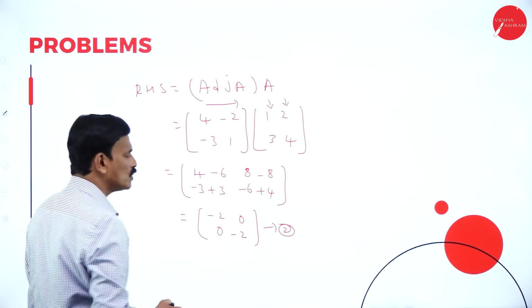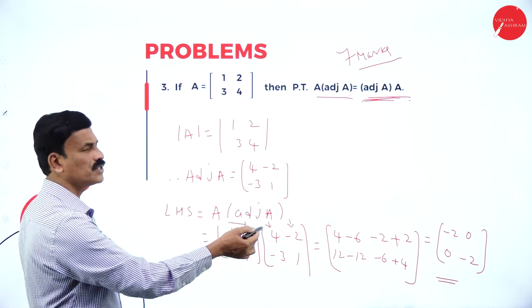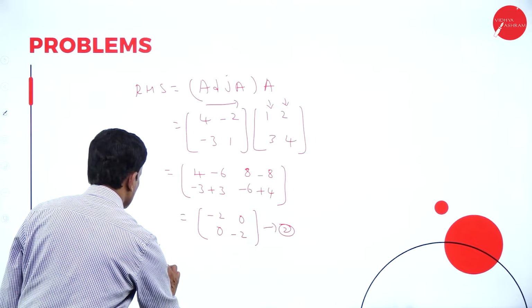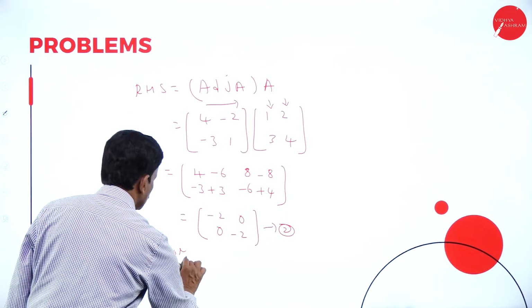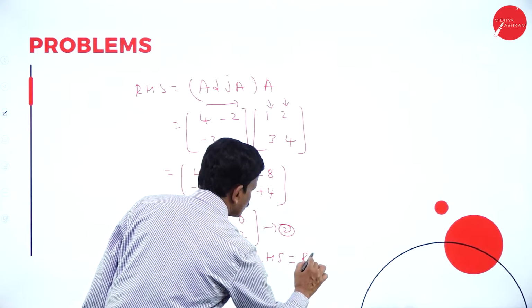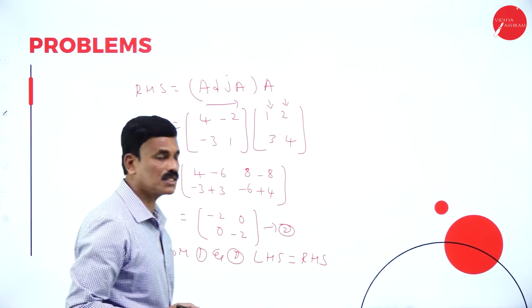Equation number 2. Now what do we get? Minus 2, 0, 0, minus 2, minus 2, 0, 0, minus 2. LHS is equal to RHS. From 1 and 2, LHS is equal to RHS.